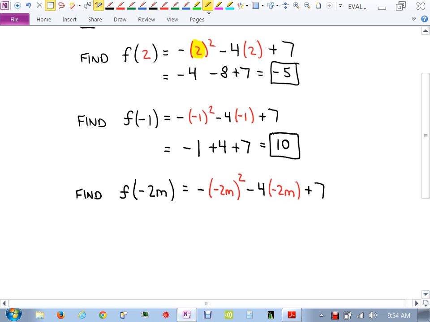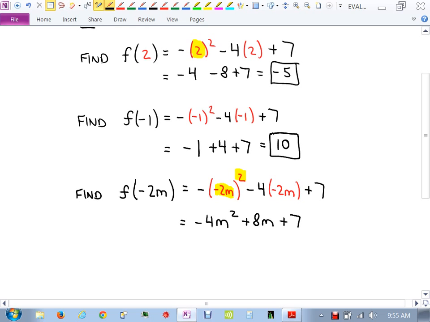What happens when I take the negative 2m and square it? What's negative 2 squared? Positive 4, and then what's m squared? M squared. So just the red parentheses with the squared there becomes 4m squared. But then you have a negative in front. So it's negative 4m squared. Then what? Plus 8m, plus 7.